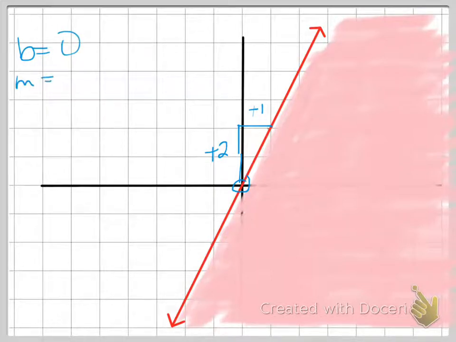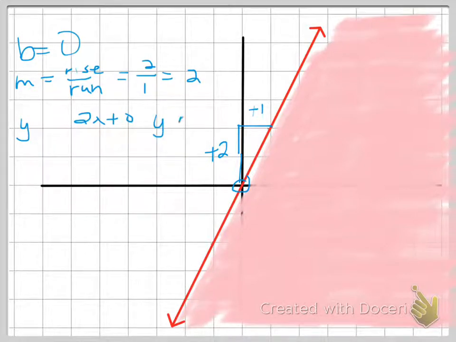So my slope is rise over run. In this case, my rise was 2 over my run 1. If I reduce that, 2 over 1 is 2. And so now I have y is something 2x plus 0, right? Because remember, we're doing y something mx plus b. The something is the inequality sign that we need to figure out now.